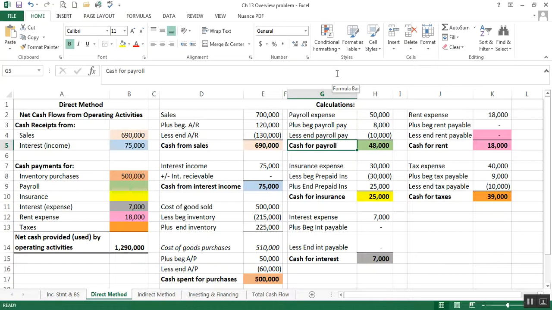And then we need to reduce for our payable at the end of the year because we haven't paid that cash yet, but we incurred that expense. We have to reduce it. So that gives us $48,000. Okay?